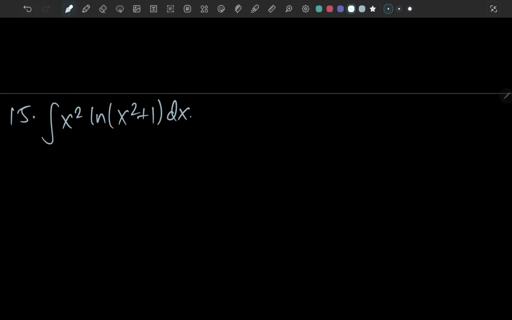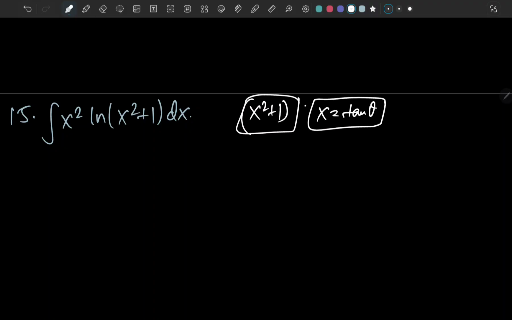Okay, let me tell you a very interesting thing. For any kind of integral that consists of an x squared plus 1 type of term anywhere, it doesn't matter the place, whether inside the denominator, inside a logarithmic term, or inside a trigonometric function, just use x equals tangent of theta. That's what we are going to do in this integral also. And dx becomes secant square theta d theta, right?